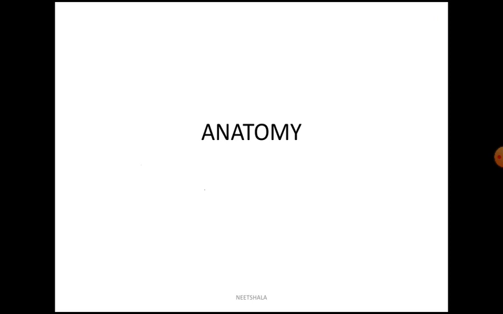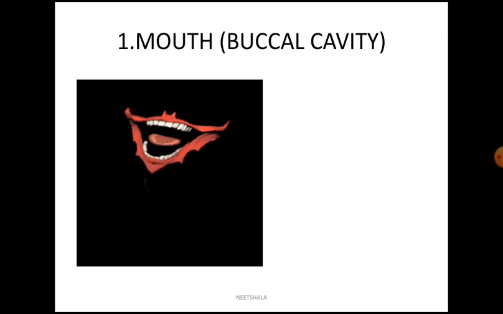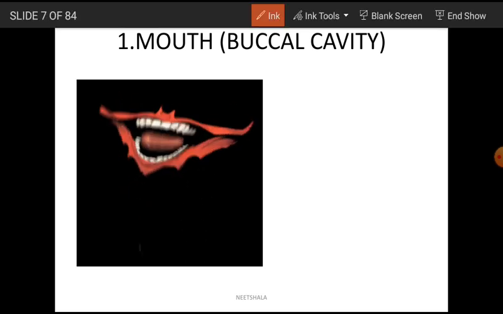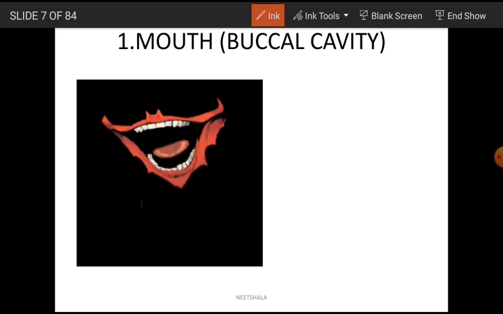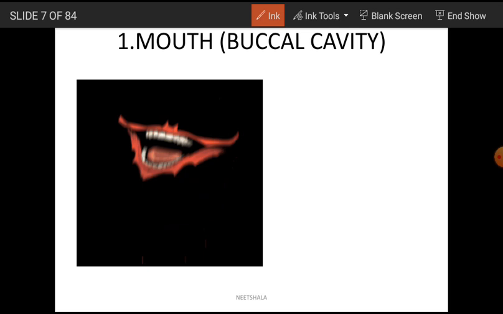We are going to study about the anatomy of alimentary canal. So let's get started. Here you can see a picture, a GIF over here. This is a picture of a mouth. So here, if you look at the mouth, which is also known as the buccal cavity or the oral cavity, it consists of mainly two things.